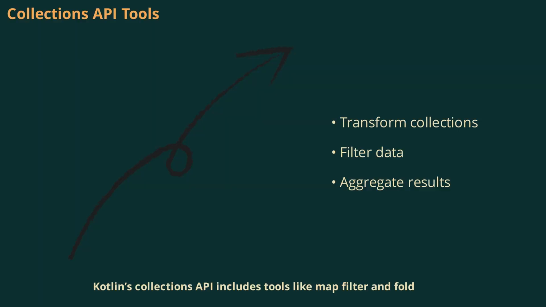Kotlin's Collections API includes tools like map, filter, and fold, which allow you to process lists and other collections efficiently. These functions enable you to transform, filter, and aggregate data with minimal code. By mastering these tools, you can handle complex data processing tasks with ease and clarity.